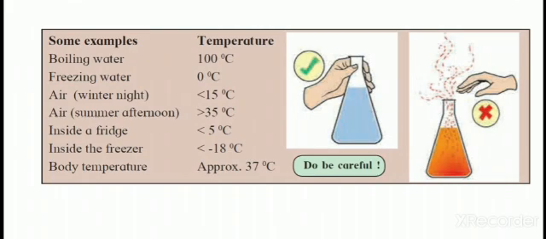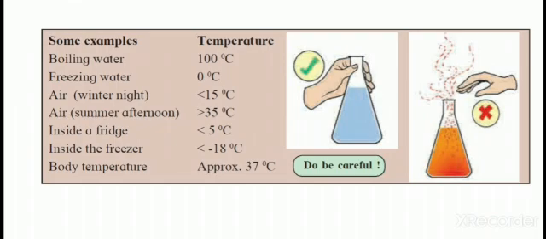Students, let us see some examples with their constant temperature. The temperature of boiling water is 100 degrees Celsius. Then the temperature of freezing water is 0 degrees Celsius. The temperature of air in the winter at night is less than 15 degrees Celsius, and the temperature of air in the summer season in the afternoon is more than 35 degrees Celsius.